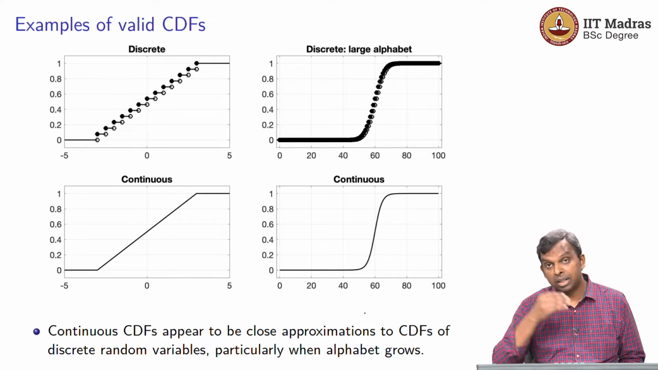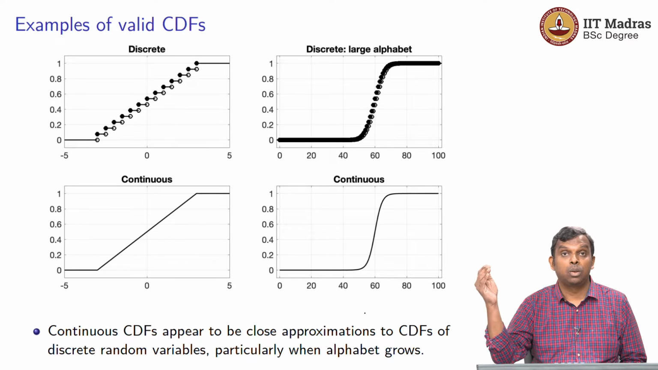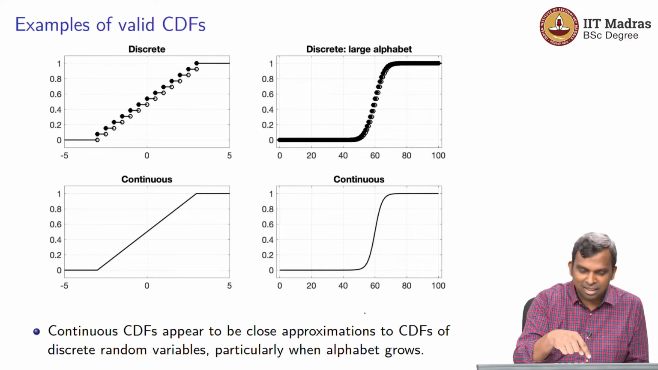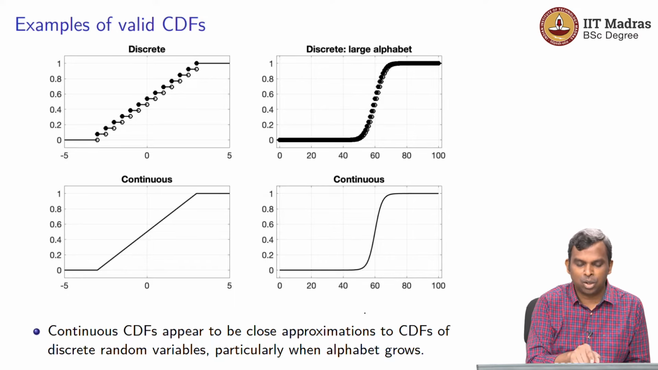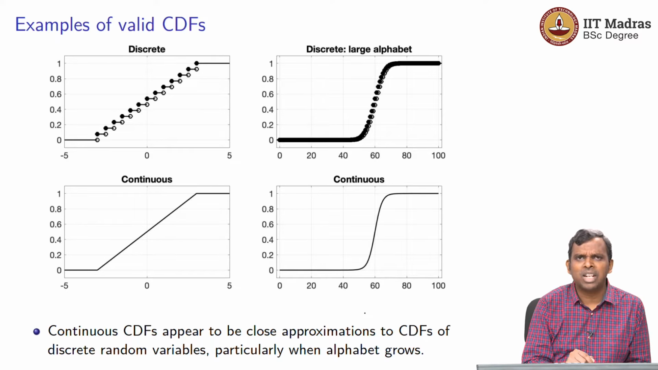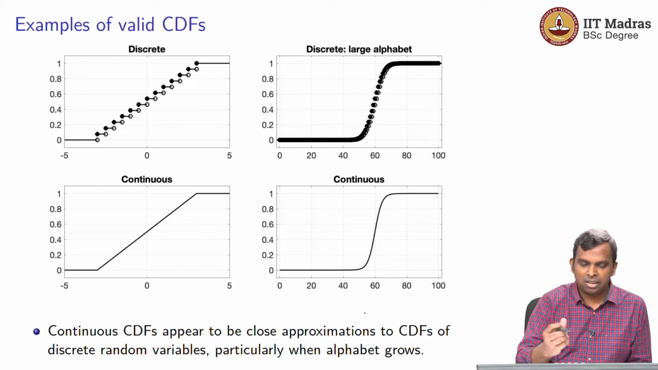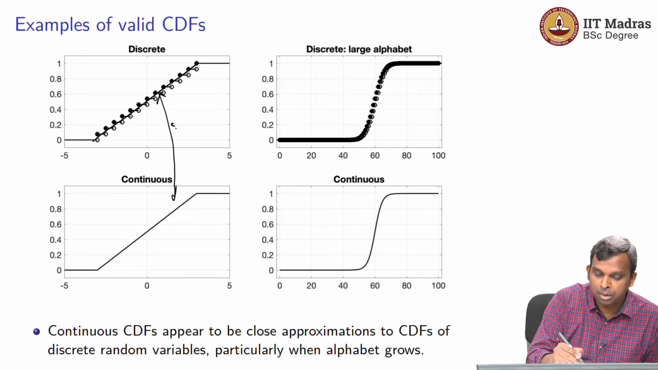When we want to move towards continuous random variables, we have to have a distribution function which is continuous. It doesn't have jumps, it just goes from 0 to 1 non-decreasing. And you can see the connection here: the continuous one on the bottom left mirrors the discrete picture very closely, right? You have the discrete jump, but this continuous one is very, very similar, isn't it? These two are similar.